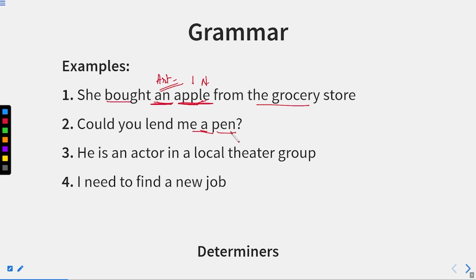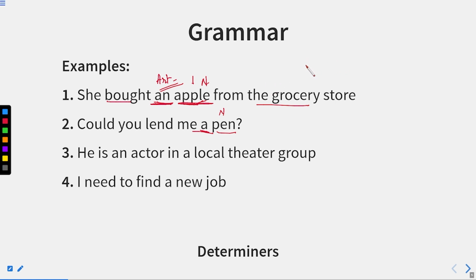Could you lend me a pen? Same way, pen is a noun, whereas a is an indefinite article, or you can say determiner. Well, many times it happens that if we talk about a noun, any word that qualifies a noun is an adjective. Let's say if I say good boy, so good is an adjective.